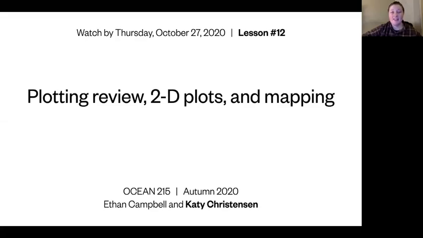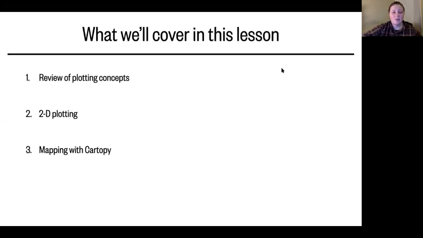Today we're going to be talking about a lot of plotting. So this lesson is going to be divided into 3 different parts. We have first a review of plotting concepts that we've learned so far, plus a couple of new functions. Then we're going to get into 2-dimensional plotting and finish off with mapping with Cartopy. I suggest that you take breaks between these videos and take care of yourselves along the way. And we're going to jump right into a review.